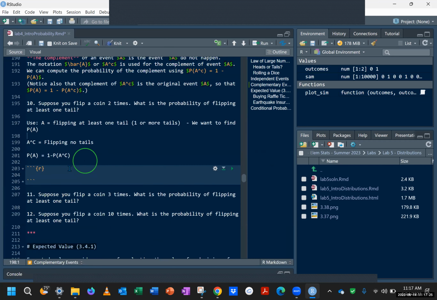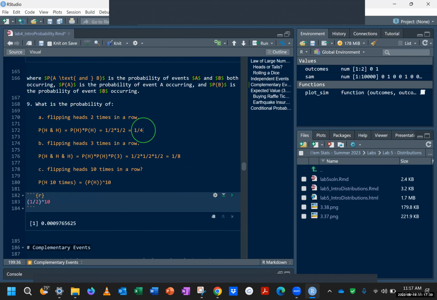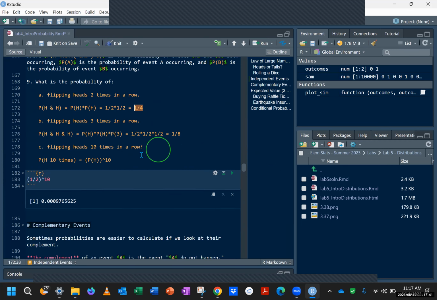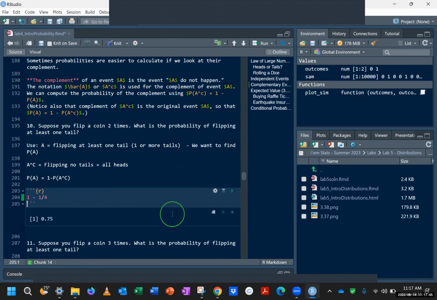Okay, so we now just want to find 1 minus the probability of no tails. Well, no tails equals all heads, right? And we previously found the probability of flipping all heads. Flipping heads twice in a row is 1/4. So we just say 1 minus 1/4. So there's a 75% chance of flipping at least one tail.